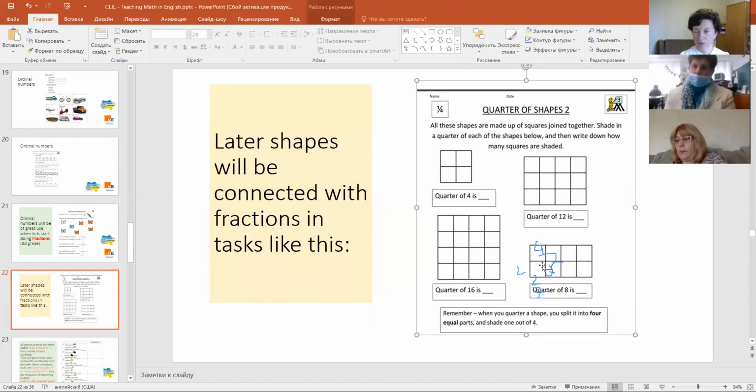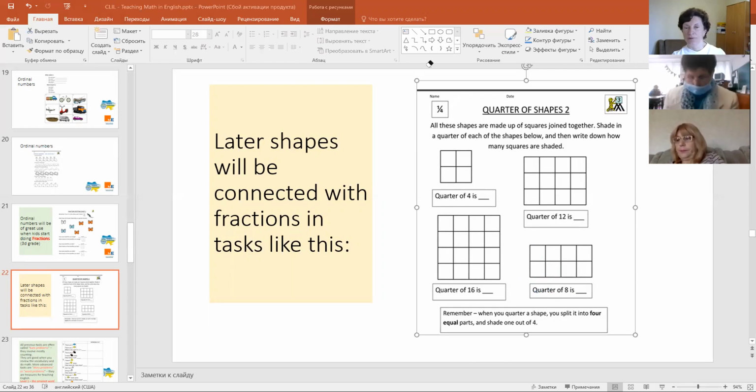And in our case, here is an example of connecting shapes with fractions, and the tasks can be like this. The quarter of 4 is, and they say that it's 1/4. Yeah. So it is also an example of how it can be connected with other topics, such as shapes. Yeah? At this point, fractions are connected with shapes. Okay, so let me erase this, and we'll go further.